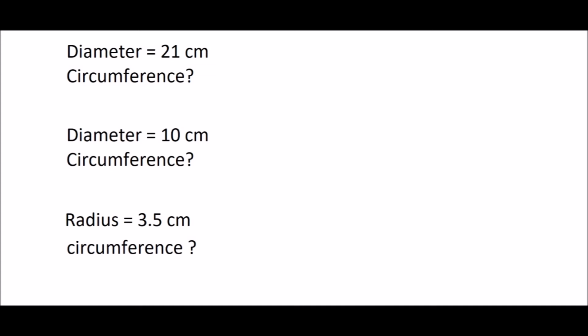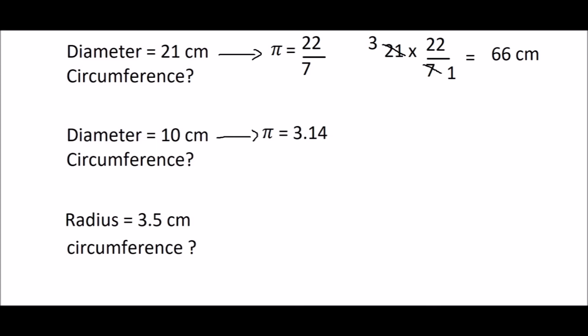Look at these questions. If the diameter is 21 centimeters, then we can use 22/7. Why? Because when we multiply it, it is easily divisible. We can simplify it like this. When the diameter is 10 centimeters, we will use 3.14 because we cannot simplify it just like in 21. So it's just 10 times 3.14. So what's the difference? When you use 22/7, the number must be a multiple of 7. When you use 3.14, the number is not a multiple of 7.